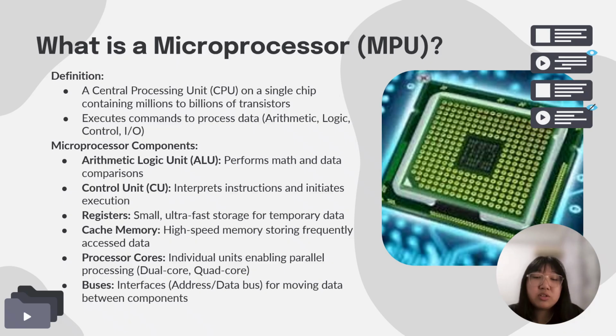And next is the processor cores. Processor cores are the individual processing units inside a chip. Modern processors have multiple cores, so they can multitask better. And finally, buses. Buses are like the roads that move data around inside the system. So yeah, the microprocessor is basically the heart and the brain of modern computers.